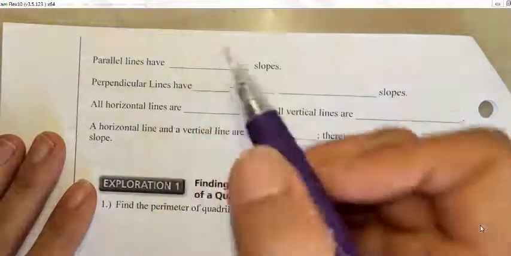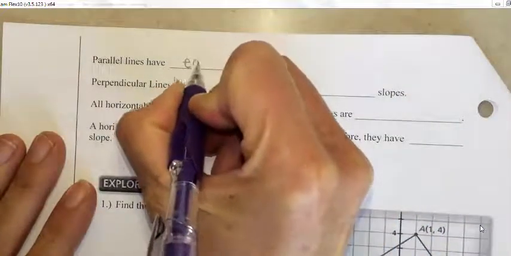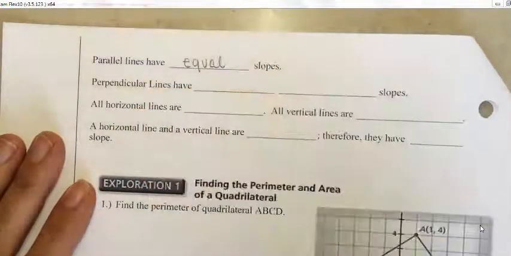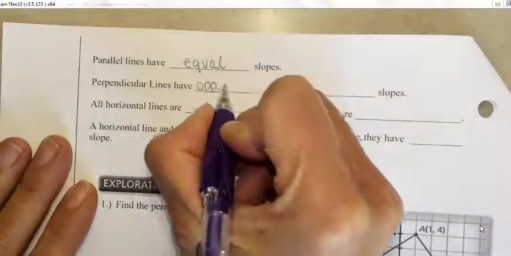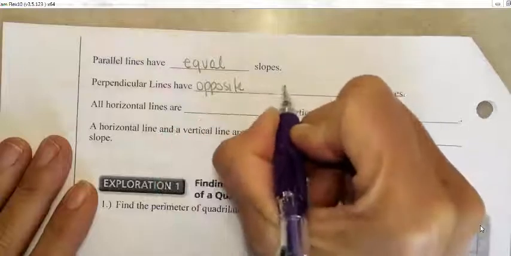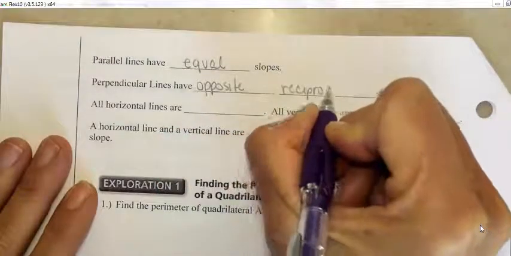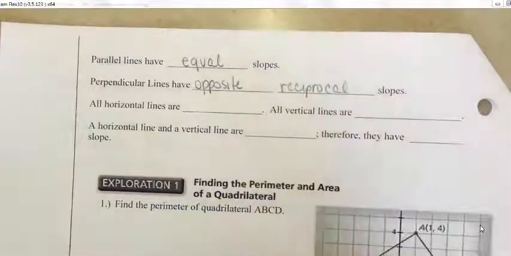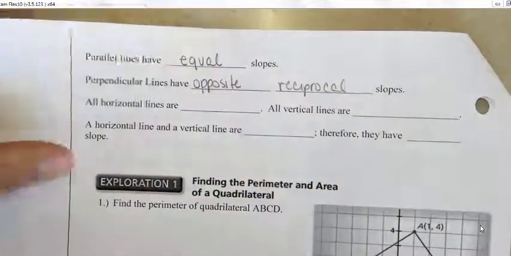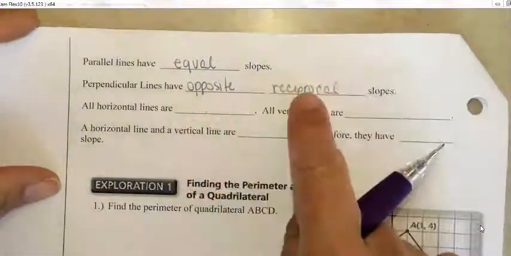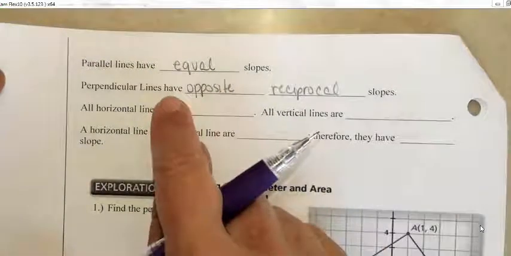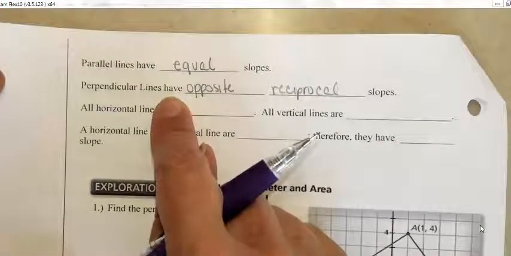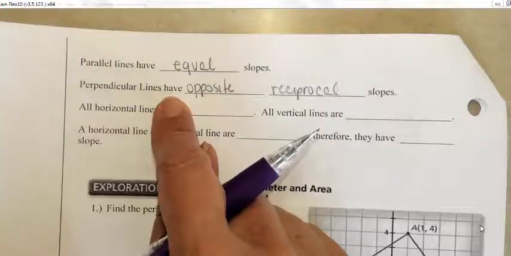So parallel lines have equal slopes. Perpendicular lines have opposite reciprocal slopes. Now, sometimes what you'll see, instead of people saying opposite reciprocal, they will say that the slopes of perpendicular lines multiply to give you -1, or the product of the slopes is equal to -1.